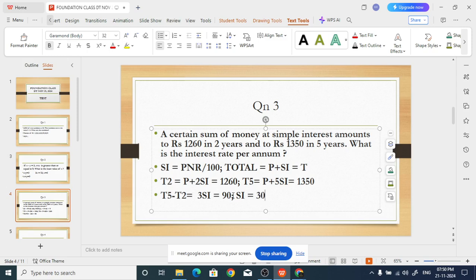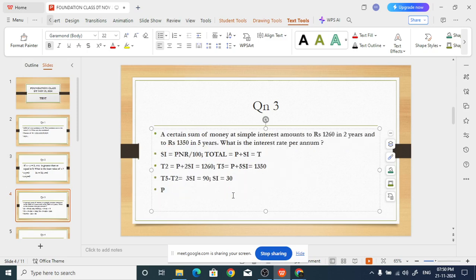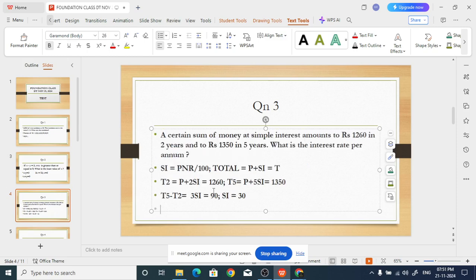30. So now you apply PNR by 100. So if SI equal to 30, can you find P by substituting in this? If SI is 30, 2 SI is 60, then P will be how much? Here if you put P plus 2 SI equal to 1260, SI is 30. So 2 into 30 will be 60. Then P is how much? Is it correct? P is 1200?